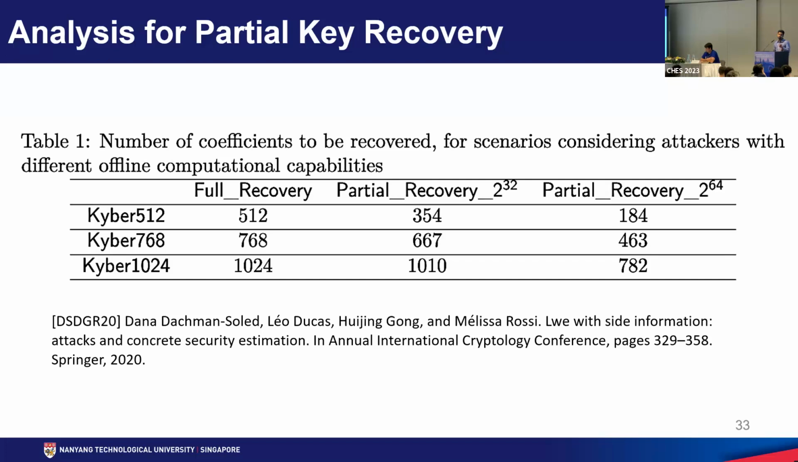So we use this popular tool from the Asiacrypt conference, where they have used a leaky LWE estimator. We have used the tool to find out the number of coefficients required to reduce the security strength of Kyber to a particular level. As you can see, for Kyber 512, we just need 354 coefficients to be retrieved through side-channel analysis such that its security strength will be reduced to 2^32. Similarly for the others.